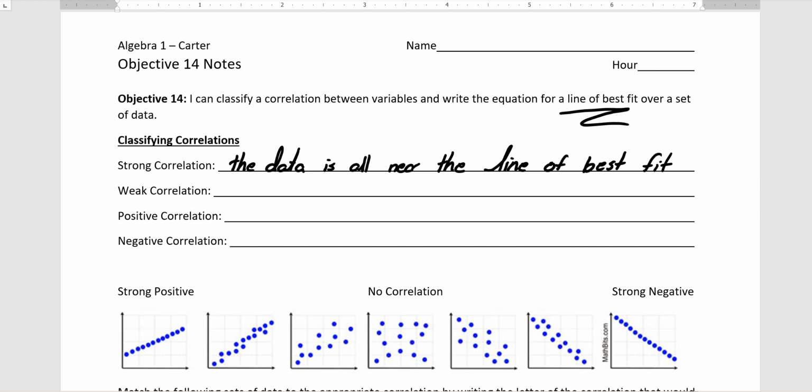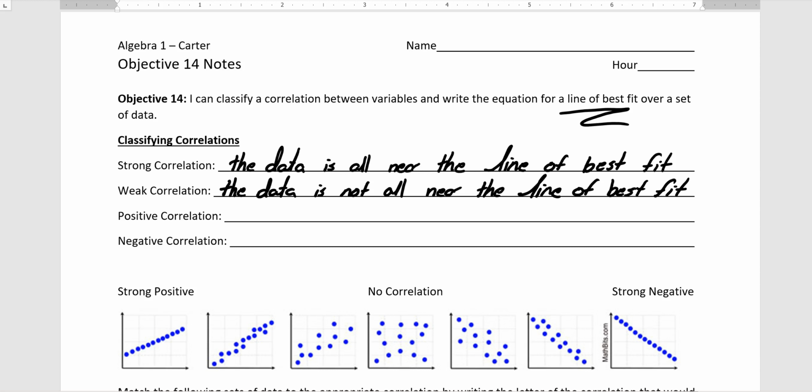On the other hand, a weak correlation tells us the data is not all near the line of best fit. So when we have a weak correlation, that tells us, yes, we can make the line of best fit, but we wouldn't be too confident using it to predict something.